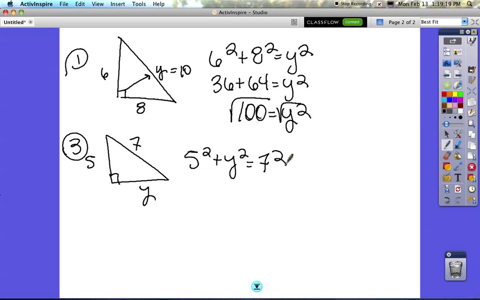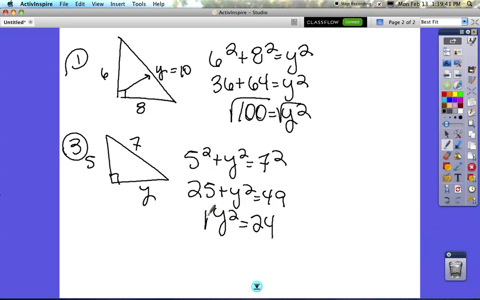All right? And so in this case, if you think that they're going to work the same way every time, do not make that mistake. You cannot put 5 squared plus 7 squared and square root it. I would suggest you write down your work. 25 plus y squared equals 49. Subtract. y squared is 24.